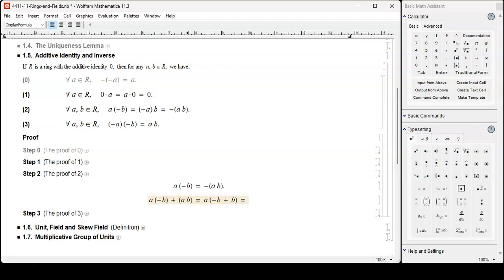Okay, a is common, so I can factor it out. And then I get a times 0 because negative b plus b is 0. And a times 0 is 0, which I proved earlier. So if I skip this middle part, what do I get? A times minus b plus ab is 0. I don't need this parenthesis, by the way.